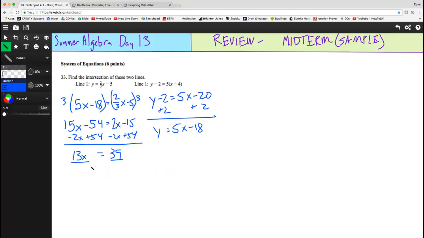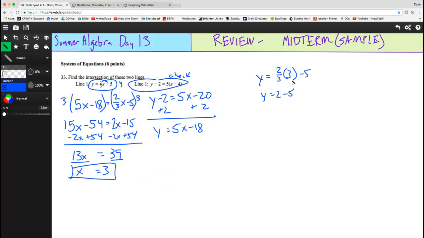Now I'll go into this equation to get my y, and I'll go into this equation for my check. So y equals 2/3 of 3 minus 5. Y equals 2 minus 5. Y equals negative 3.